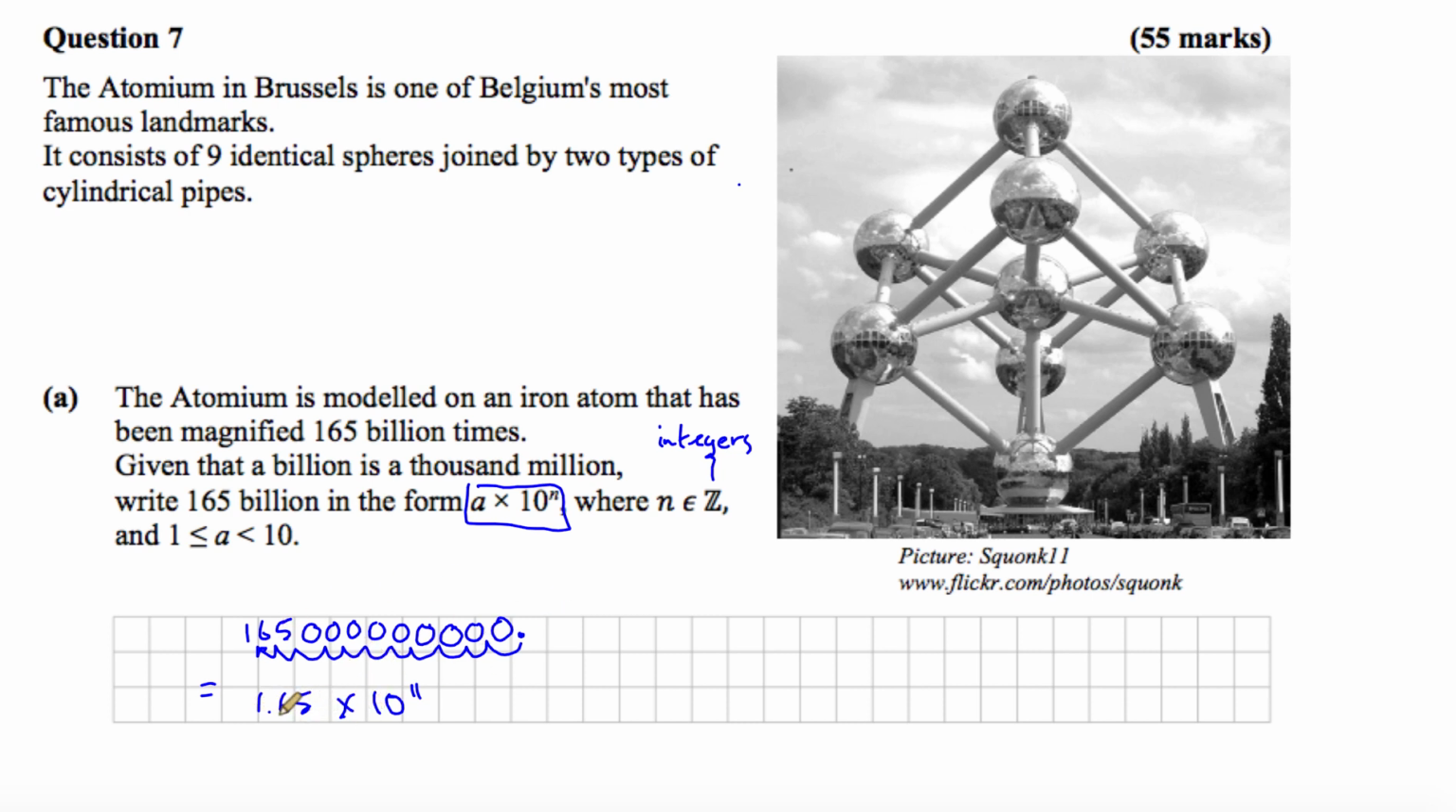So if you had 1.65 and multiplied it by 10, 11 times, you'd move the decimal all the way back here. So that's the answer in standard form. And you can see that A is 1.65, which is between 1 and 10, and our n value is 11, which is an integer. You can also do this in your calculator. If you just type the 165 billion into your calculator and change the setting on your calculator to scientific notation, it will do it for you when you press equals.